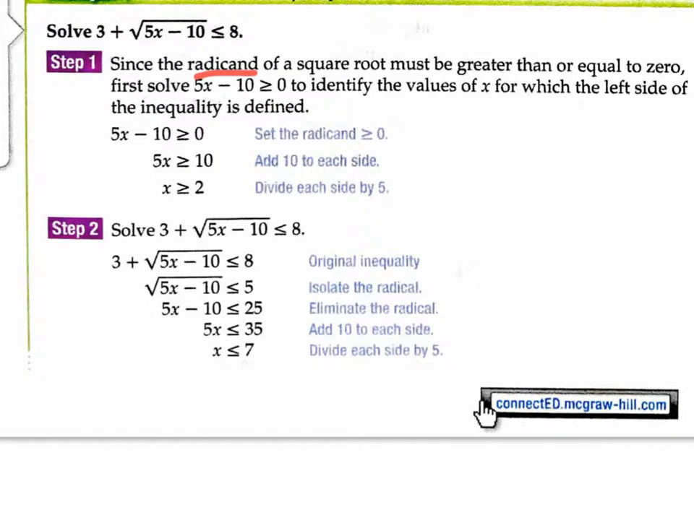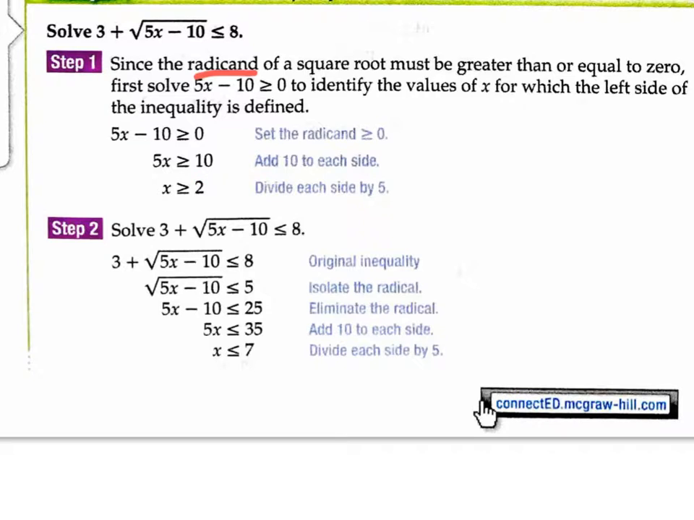So the first thing to do when you have a radical inequality is to set your radicand to be greater than or equal to 0. And that's what it says right here. First, set the radicand to be greater than or equal to 0. And then you solve this inequality, right? Plus 10, you get a 10 on that side. Divide by 5, x, you don't flip the inequality. X is greater than or equal to 2.